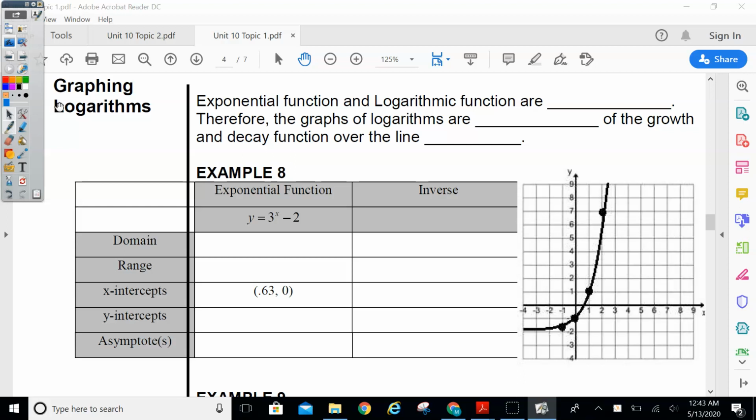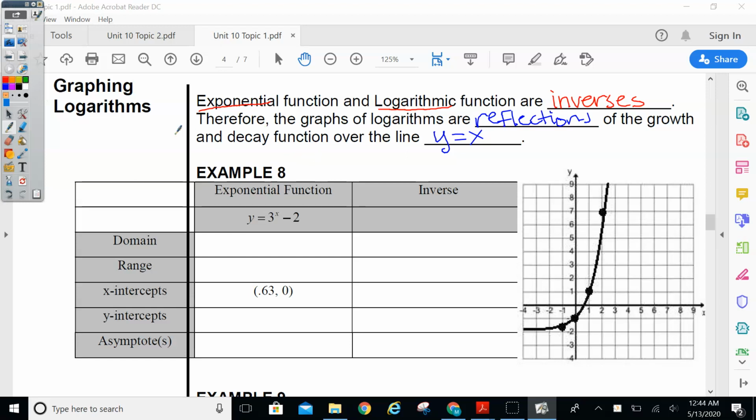Right, so graphing logs, you have to remember that the exponential function and the logarithmic function are inverses of each other. We're going to need to use this in order to graph. So that tells me that the graphs of the logs are reflections of the exponential over the line y equals x. So we did this at the very beginning of the year.